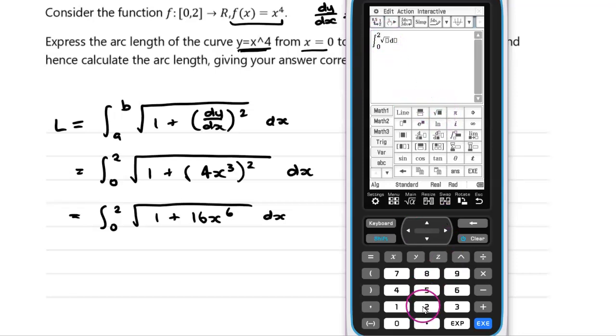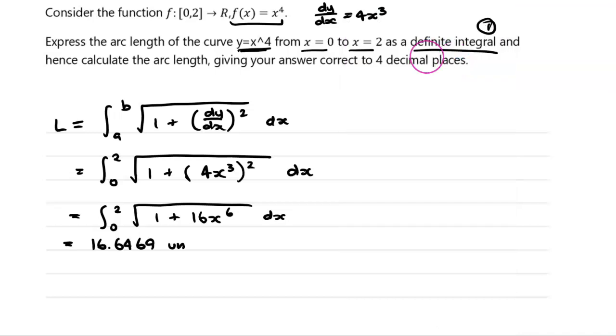And we've got a square root, 1 plus, and if you so desired, you could just pop that in as 4x to the power of 3. And then square that, dx. So to 4 decimal places, we'd have 16.6469. And we'd put units.